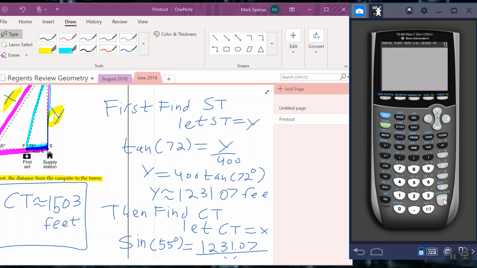And you get 1231.07, rounded to the nearest hundredth. Because you want your answer to the nearest foot, you really want to keep your units to the nearest tenth, to the nearest hundredth.